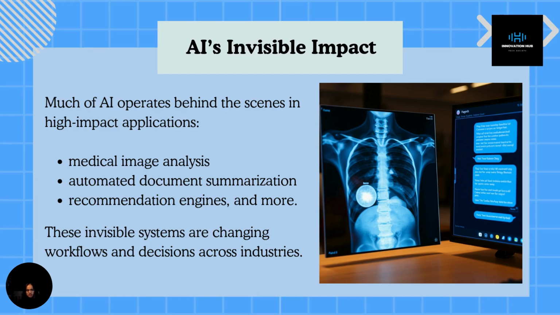One of the most important things to understand about AI is that it is often invisible. It works behind the scenes in many high impact applications. For example, it is used in medical imaging to detect patterns that might not be visible to humans. It is used in document summarization to process large amounts of information quickly. And it is used in recommendation systems to personalize your experience. Even though we may not always see it, AI is influencing decisions and processes across many industries.